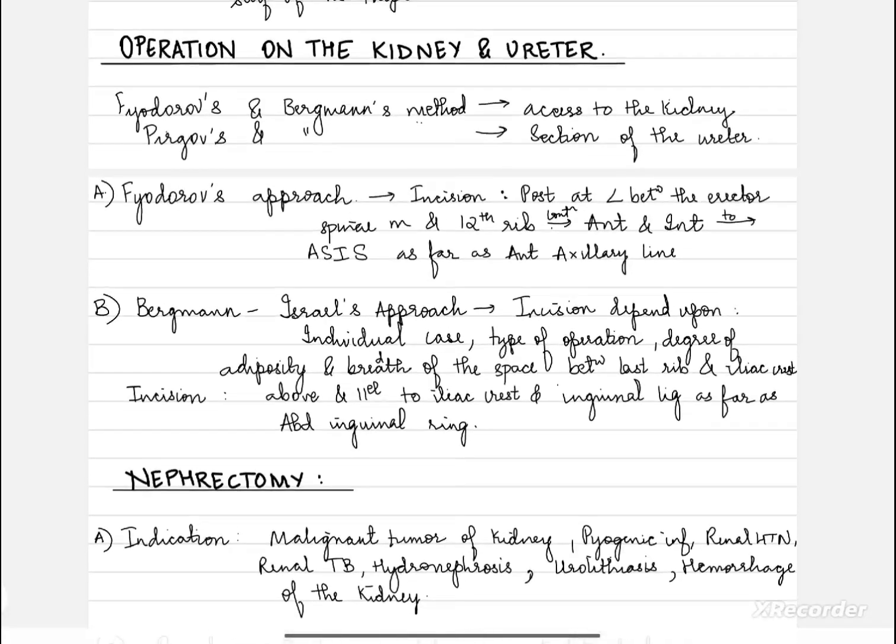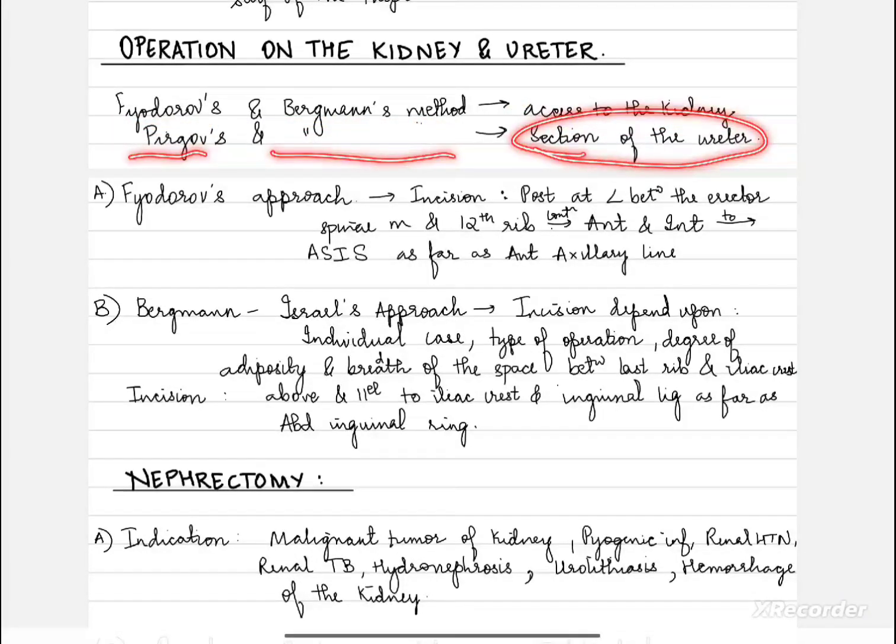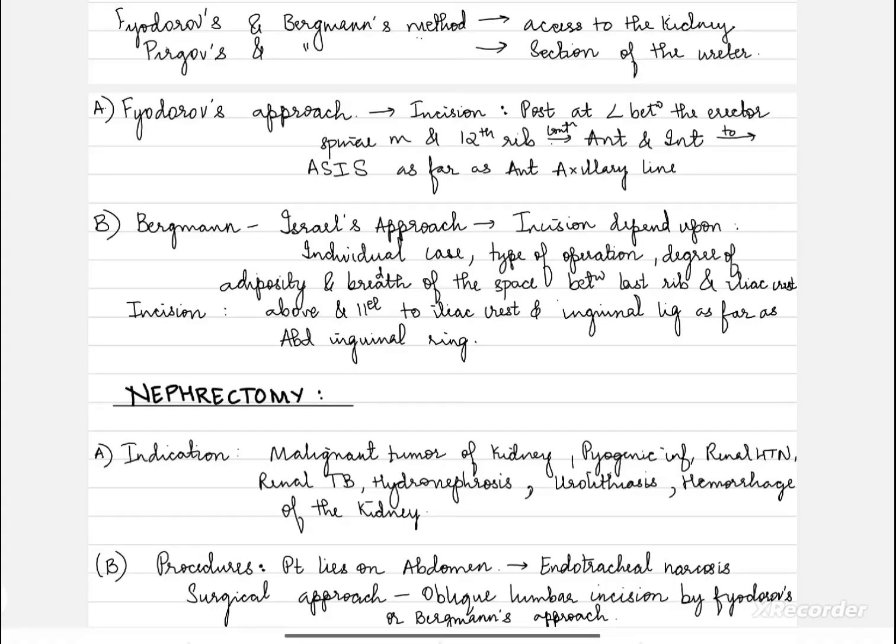Now next is operations of the kidney and ureter. Now there are two methods, Fyodorov's and Bergmann's method and Pirogov's and Bergmann's method. In Fyodorov's and Bergmann's method there is access to the kidney, and in Pirogov's and Bergmann's method there is section of the ureter. Now first one, Fyodorov's method: incision is done at the posterior angle between the erector spinae muscles and the 12th rib, continues anteriorly and inferiorly to the anterior superior iliac spine as far as the anterior axillary line.